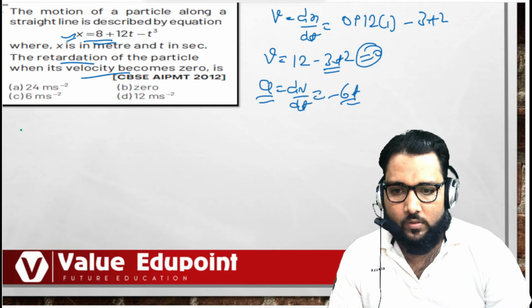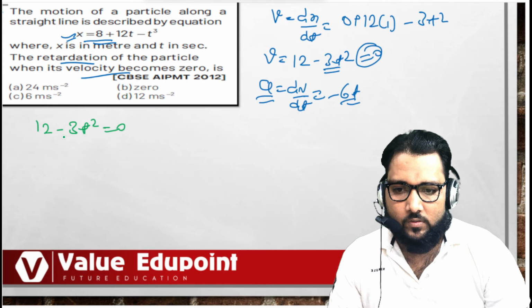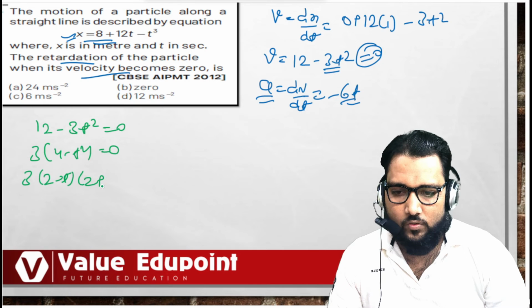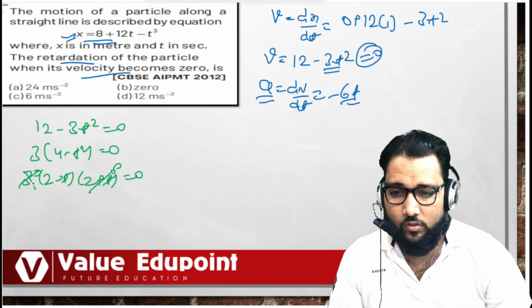So we put this expression equal to 0. Is it okay guys? If I take 3 common, that will be 4 minus t square equals 0. Further, 2 minus t and 2 plus t. This cannot be 0 because time cannot be negative, so this expression is 0. So t equals 2 seconds will come.